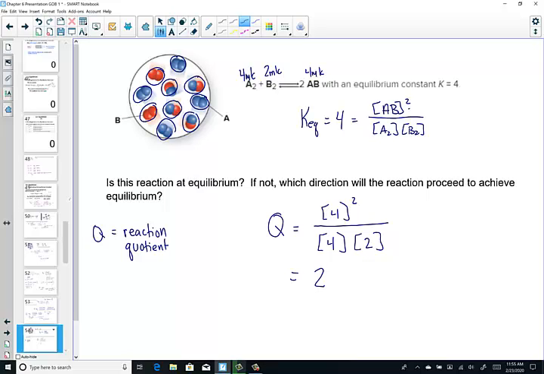So if the equilibrium tells me it should be 4, if K is equal to 4, and right now I'm at 2, I need my number to be bigger, right? Q, whoops, I should capitalize that. My reaction quotient is smaller than K. That means I am not at equilibrium yet. If I were at equilibrium, I would have gotten a 4, but I only got a 2. How do I get 2 to turn into 4? Well, I need to shift the reaction right.